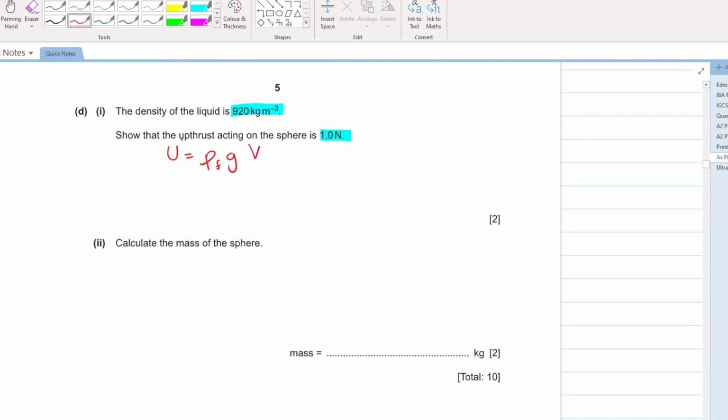So how are you going to do this? You know that the density of the fluid is 920. The gravitational field strength is 9.81. Now, what about the volume? How will we calculate the volume?